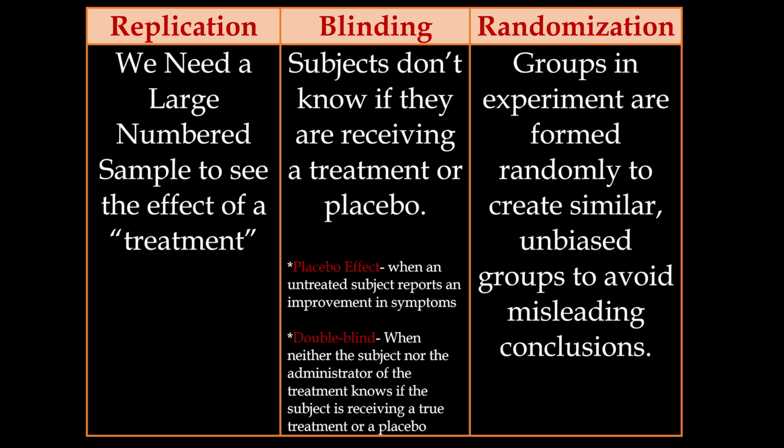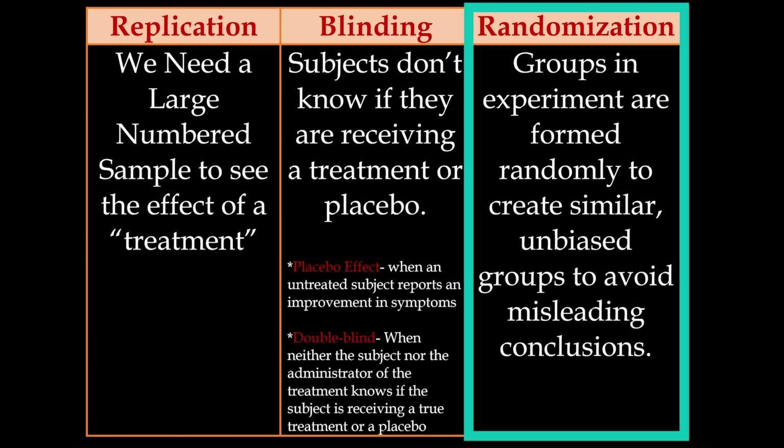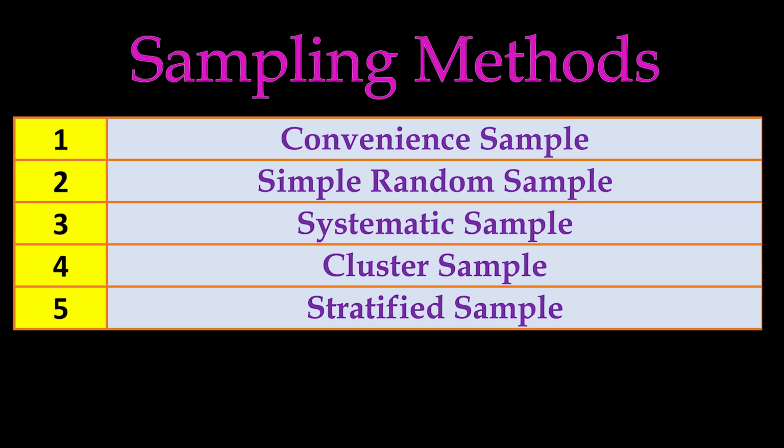In the previous video, we talked about three criteria for a successful experiment: replication, blinding, and randomization. In this video, we will go over the different ways to randomize our sample. There are 5 of them: convenience, simple random, systematic, cluster, and stratified. Let's go through each of them.